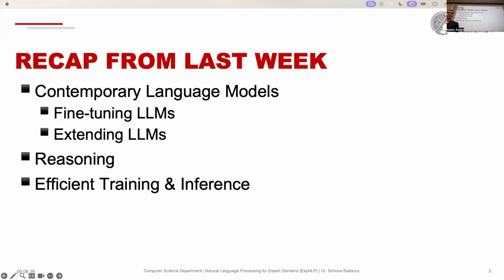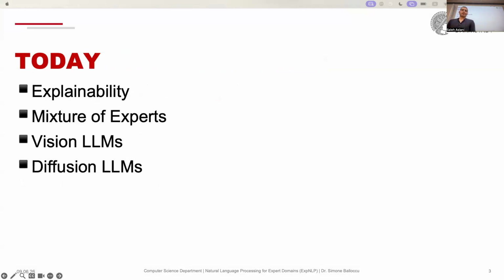In the previous lecture, we talked about contemporary language models, fine-tuning LLMs, extending LLMs, and we also covered reasoning and efficient training and inference. Today, we first talk about explainability, and then we will be covering mixture of experts. And lastly, we touch upon vision LLMs and diffusion language models just for the introduction. We won't delve deep into them.